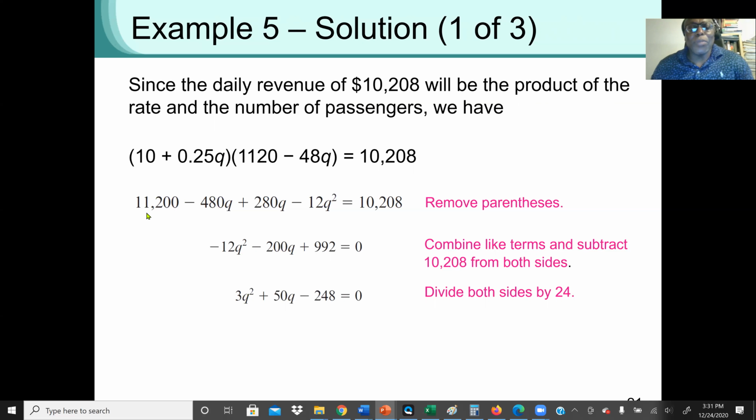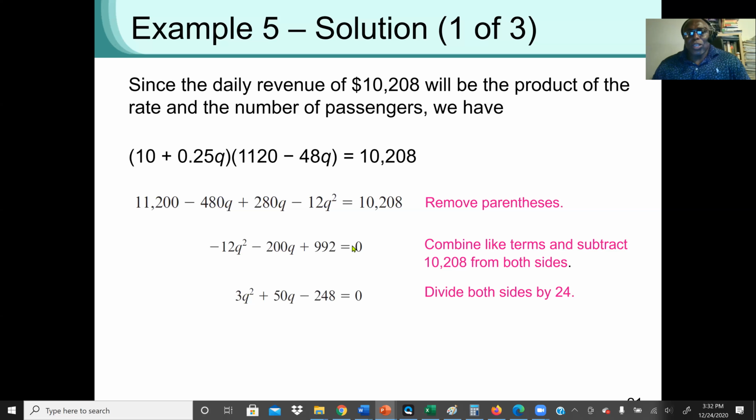So from here, we can open the parentheses. 10 times 1120 will give me 11,200. 10 times 48Q will give me 480Q. 0.25Q times 1120 will give me 280Q. 0.25 times 48 will give me 12. And Q times Q will give me Q squared, equal to this. Then we combine the like terms. So we have minus 480Q and plus 280Q, so we get minus 200Q. We have minus 12Q squared. The difference of 11,200 and 10,208 will give me 992.